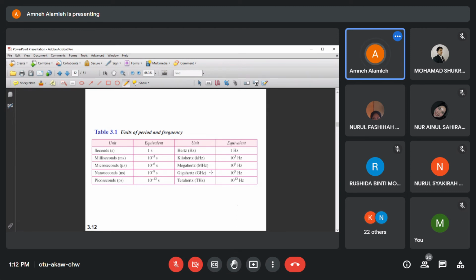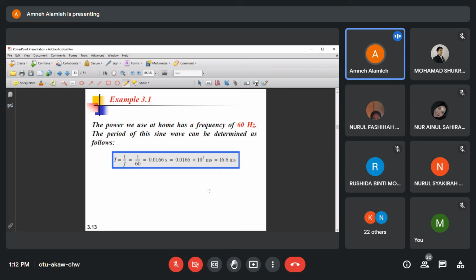This table, we will go back to it to solve our examples. So the first example, the power we use at home. Suppose the power we use at home has a frequency of 60 hertz. The period of this sine wave can be determined as follows.